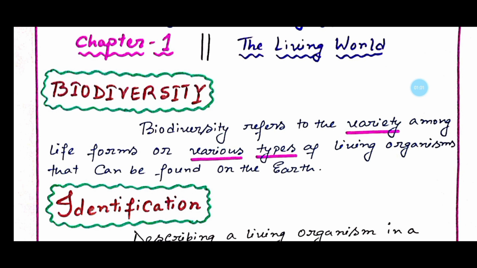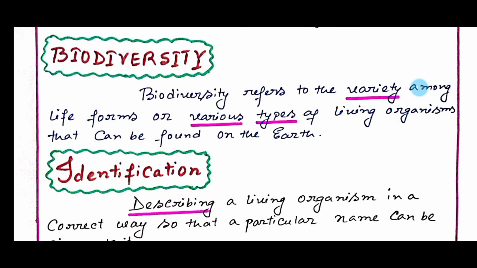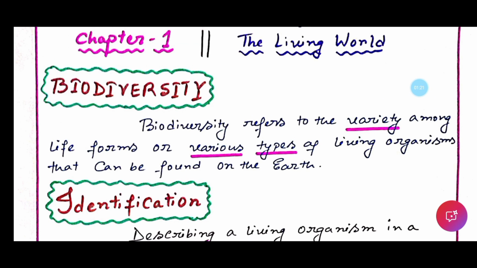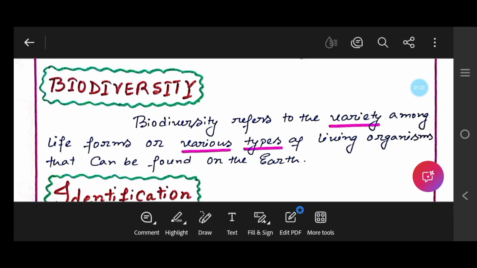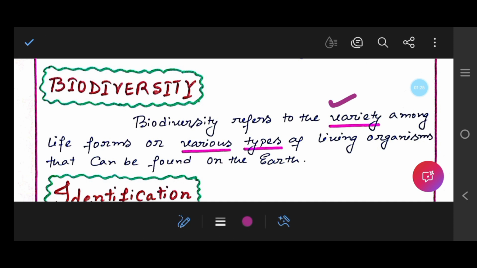The word biodiversity itself consists of two components. One is bio and another one is diversity. So bio means life and diversity means variety. So biodiversity means variety in living organisms. So what is the definition of biodiversity? Biodiversity refers to the variety among life forms or various types of living organisms that can be found on the earth.